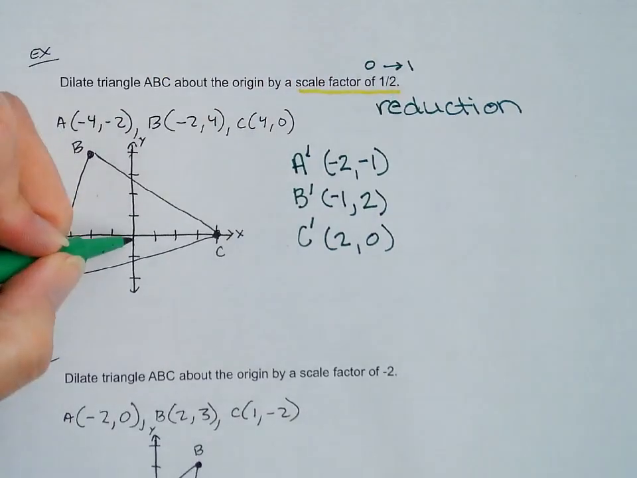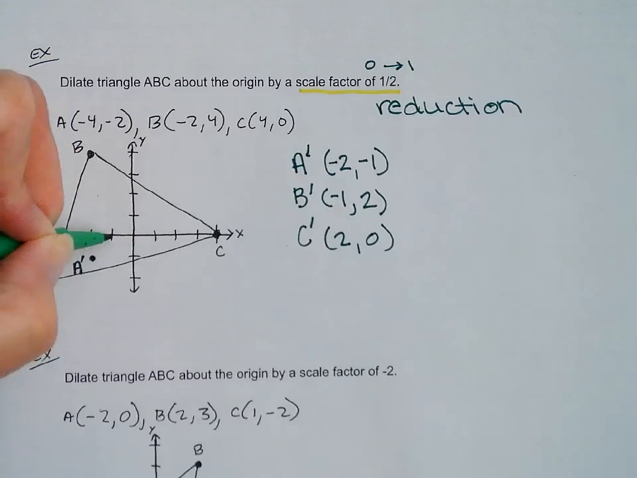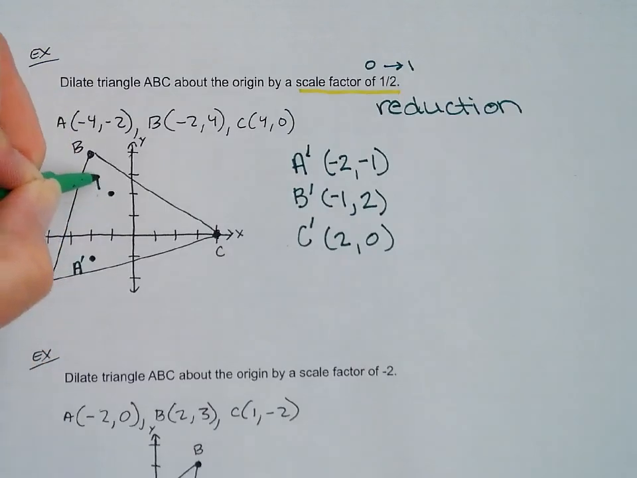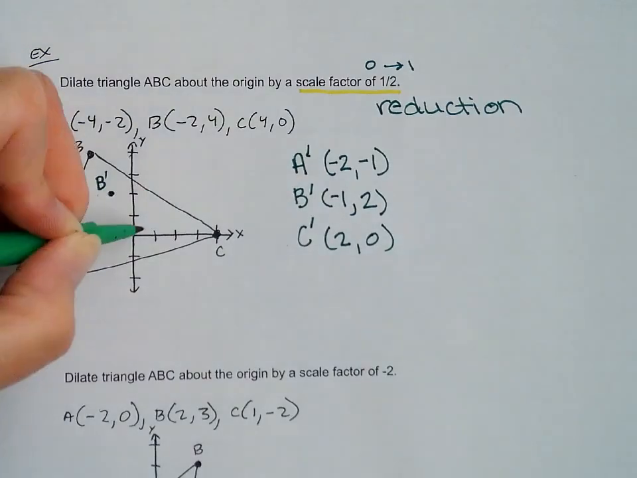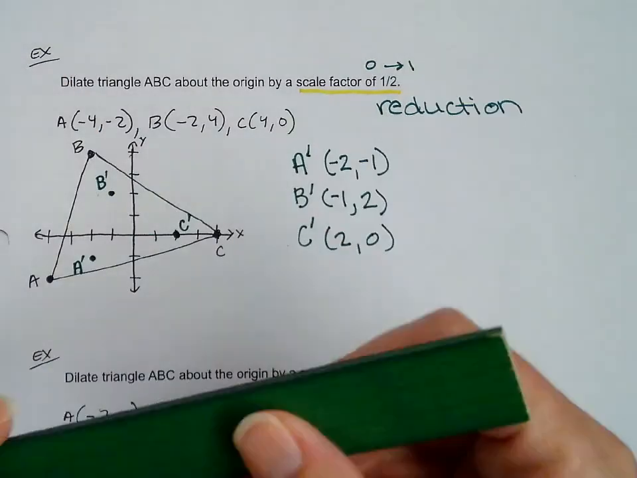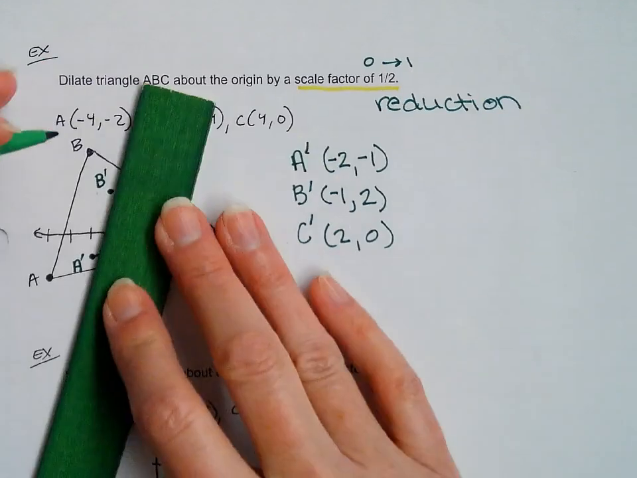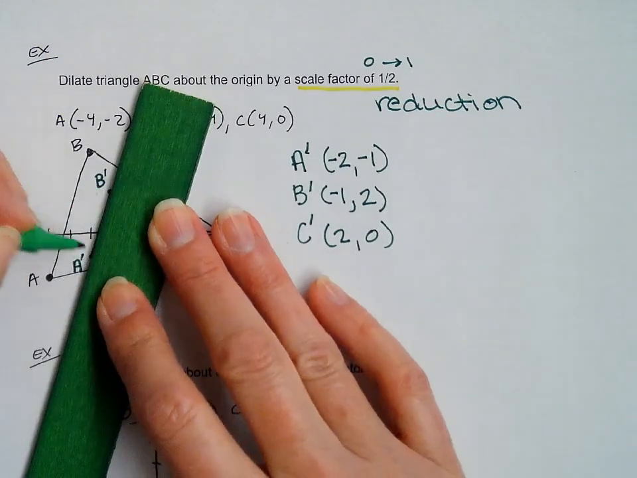So we get -2, -1. There's our A prime. -1, 2. There's our B prime. And 2, 0, which is our C prime. And you can tell this triangle is definitely smaller. So it definitely was reduced.